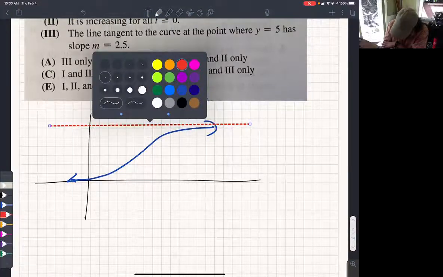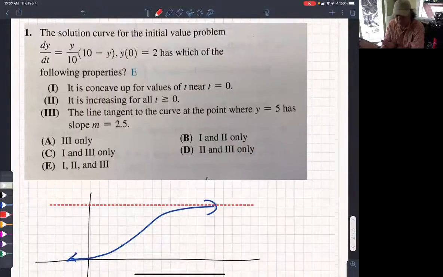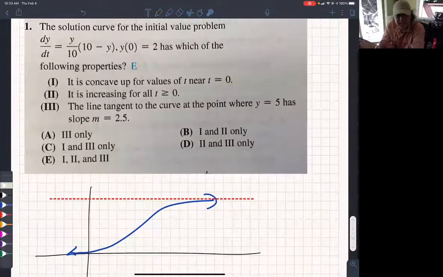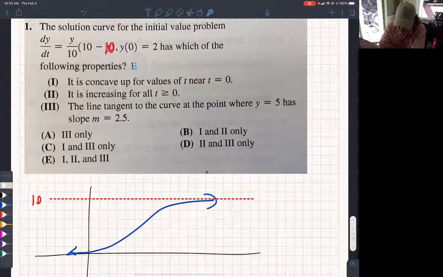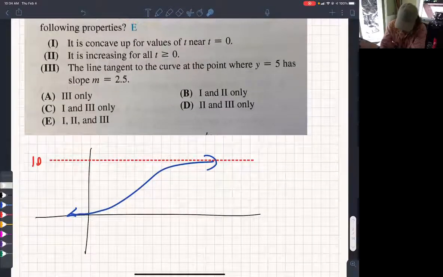Now, looking at this, you should know your carrying capacity is 10, because when your population is 10, your growth is 0. So that's your carrying capacity. All this is telling you your starting value is 2. All that means is at time 0, your population happens to be 2. So that should have gone through 2.